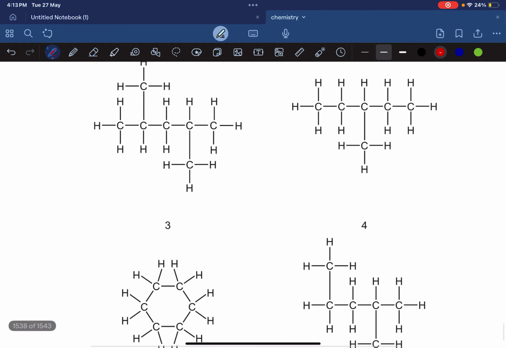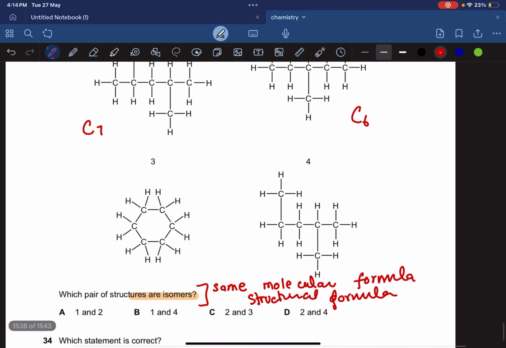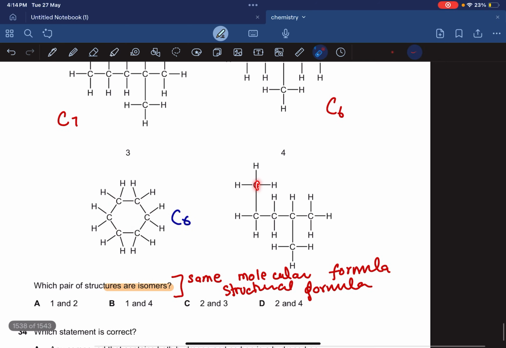So let's count the number of atoms to see which have the same molecular formula but different structural formula. The first alkane that I get, let me count the number of carbon, which is 1, 2, 3, 4, 5, 6, 7. That's C7. This one is 1, 2, 3, 4, 5, 6. This one is C6. This one right here is also C6, and the last one is 1, 2, 3, 4, 5, 6. So this one is also C6.